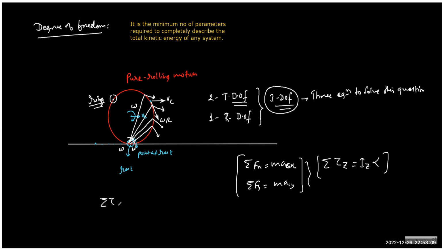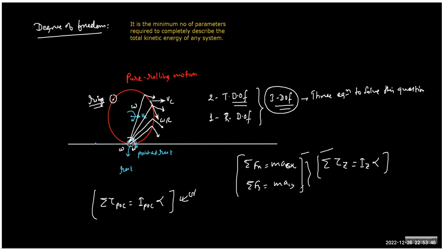Net torque about the point of contact equals I about the point of contact into alpha. With this equation, you can get the alpha. And once you get the alpha, you can get everything else. So in 99.99% of cases, especially if you think about the JEE level of question, every question of pure rolling you can solve by writing only one equation: the net torque about the point of contact equals I about the point of contact into alpha. Or if you don't want to use this, you have to use the other formula. But what is the difference between these two formulas?